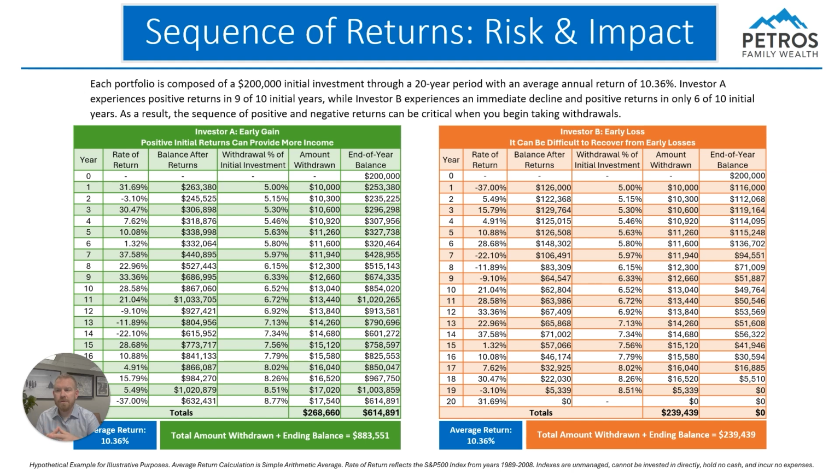Now, what we're going to do is we're going to literally flip the order of those returns. So you see on the right-hand side, the first year is negative 37%. That's the same return that the investor on the left got at the very end of his retirement. Started with $200,000, again started taking that $10,000 a year, slowly increasing to keep up with inflation.